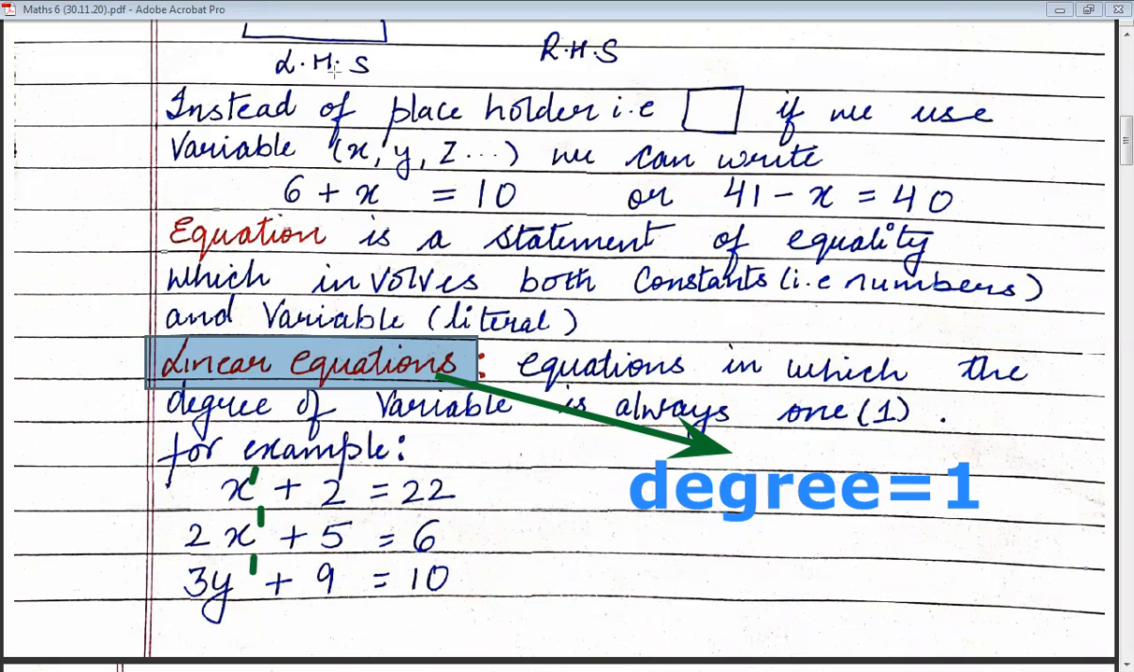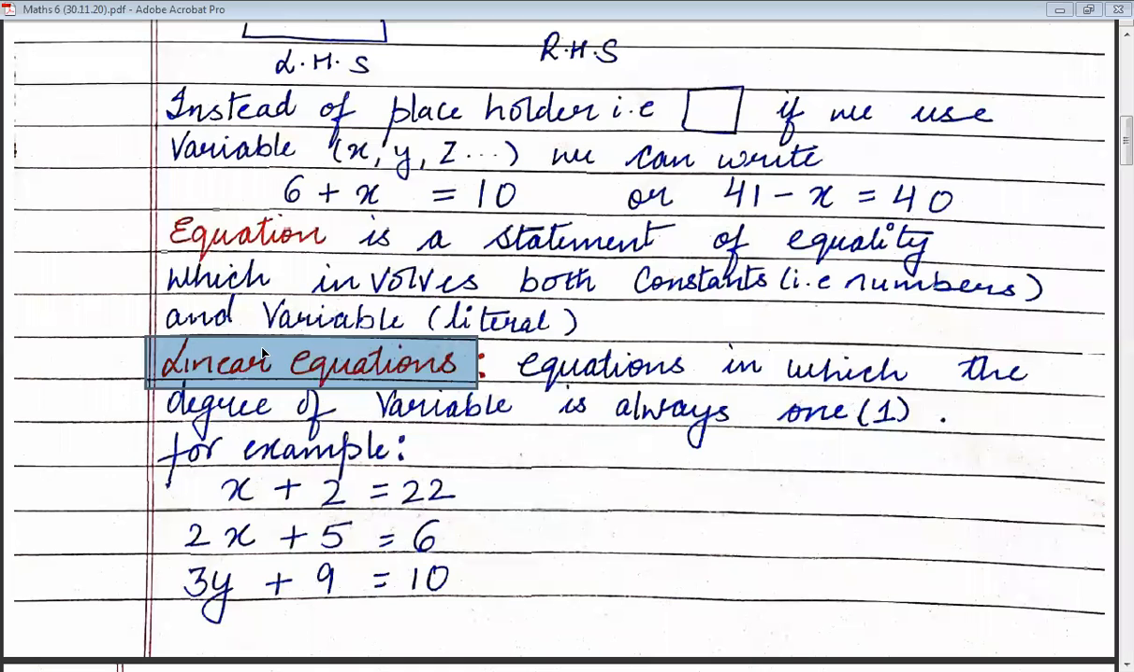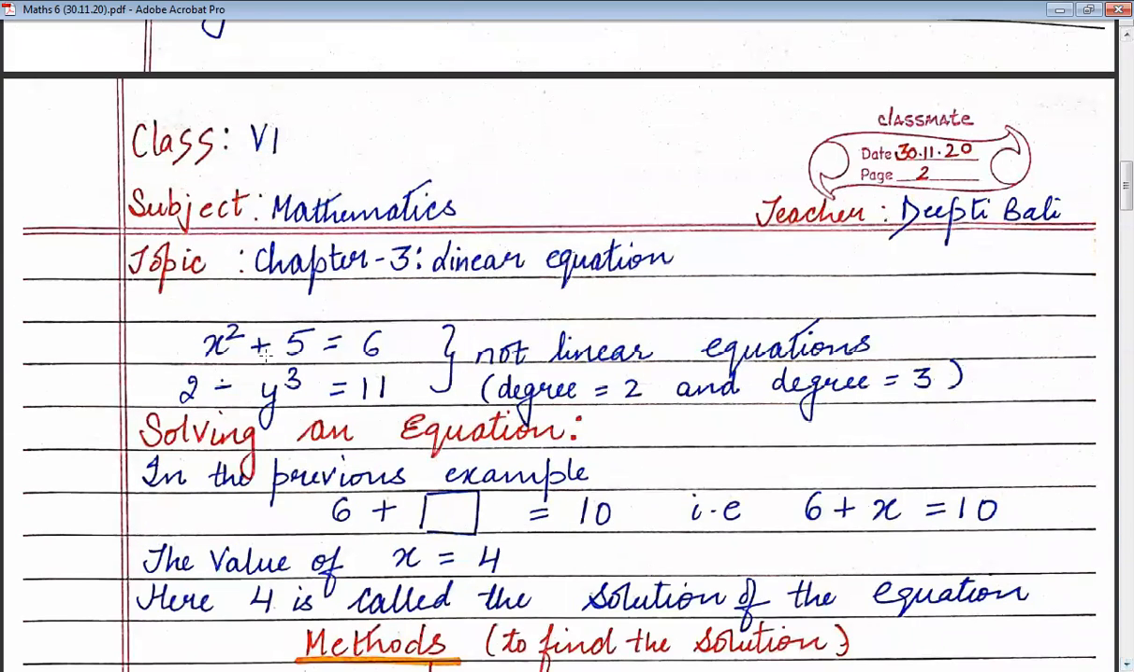Now let's see. I'll tell you some examples which are not linear equations. So let's move on to the next page. Now children, look at these two examples. The first is x square plus 5 is equal to 6. The second one is 2 minus y cube is equal to 11.